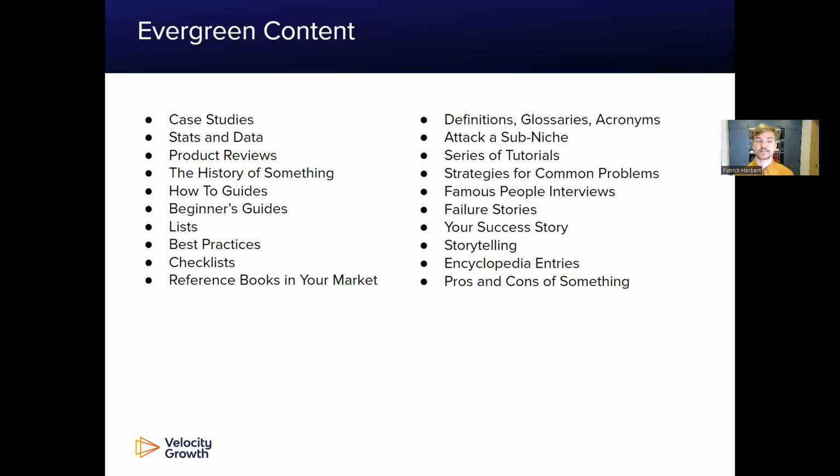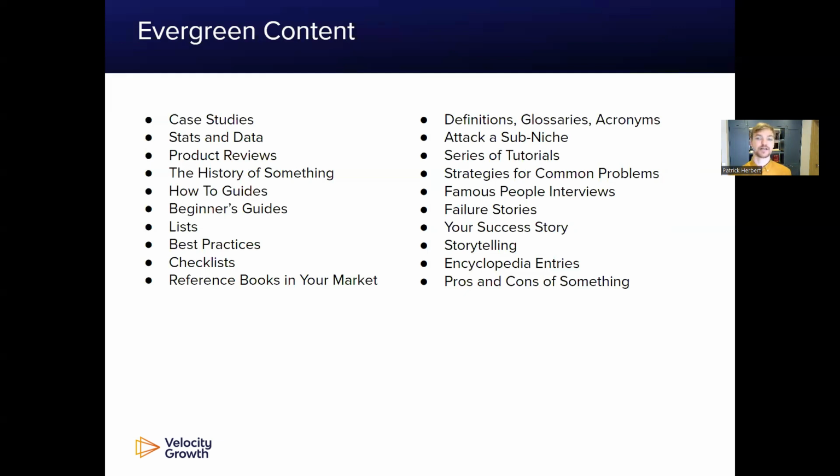stats and data. If you've got stats and data that you can pull out and write and put into a blog, not a white paper, a blog, right? Not something gated because it doesn't help Google, but something on a blog, then that could be really helpful. Product reviews, how-to guides, beginner's guides, storytelling, all these sorts of things can be ongoing things that can count as evergreen content and can gain you links and traffic over time for a long period of time.